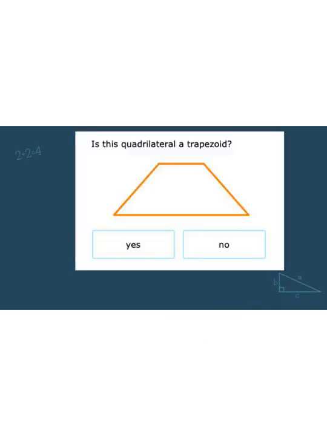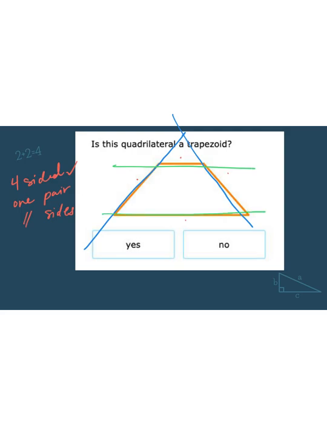All right, so is this quadrilateral a trapezoid? Is it four-sided? And does it have one pair of parallel sides? Well, let's see. We've got 1, 2, 3, 4. So yes, it's four-sided. Does it have one pair of parallel sides? This side right here is not parallel to this side. But let's check the other one. This side right here. Is it parallel? Do they look like parallel lines that will never cross? Yes, so this would be a trapezoid.